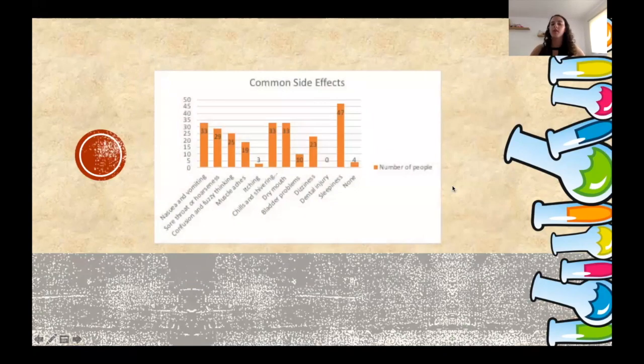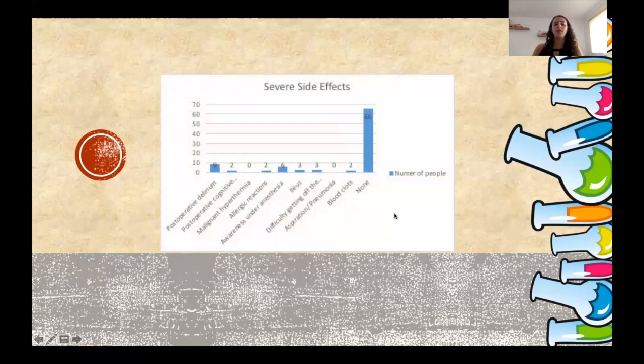So the most common side effect that these people had was sleepiness, then chills and shivering, dry mouth, and nausea and vomiting. So a lot of people had side effects, and almost none of them had no side effects. And from the severe ones, almost nobody had them, but a lot of them had postoperative delirium and consciousness under anesthesia that are severe.